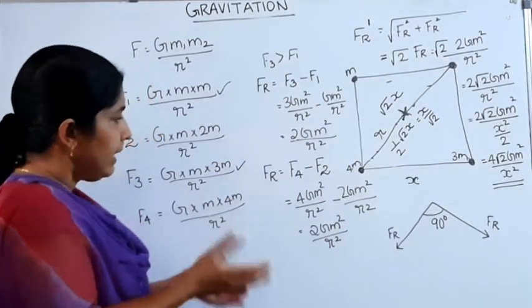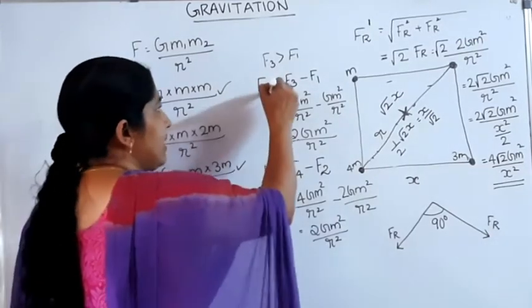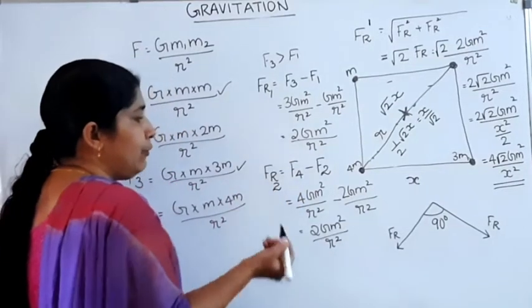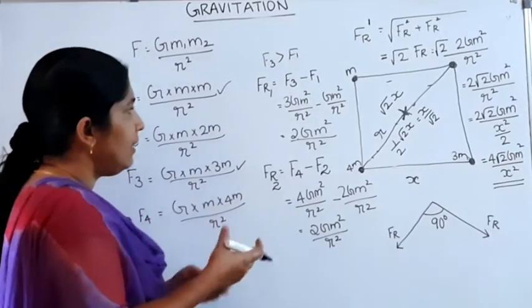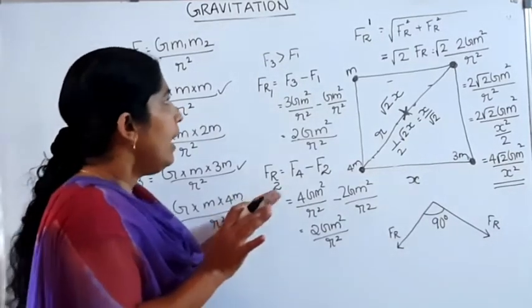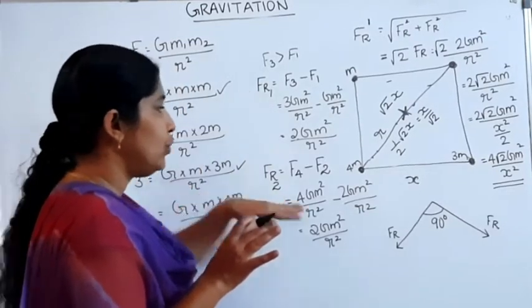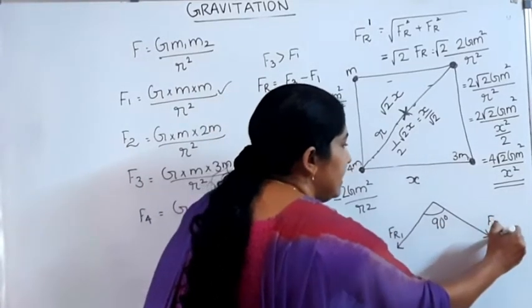Here in this question, this is taken as Fr1 and this is taken as Fr2. These 2 forces, Fr1 and Fr2, are equal, but in some cases it may be different. Then the resultant is given by these 2 forces, Fr1 and Fr2, which are acting at an angle of 90 degrees.